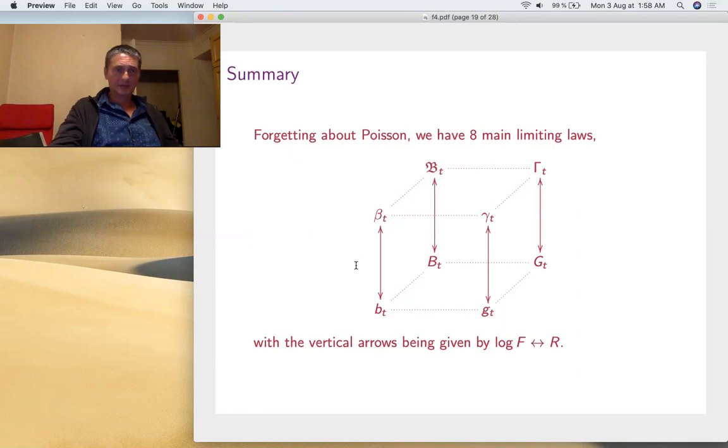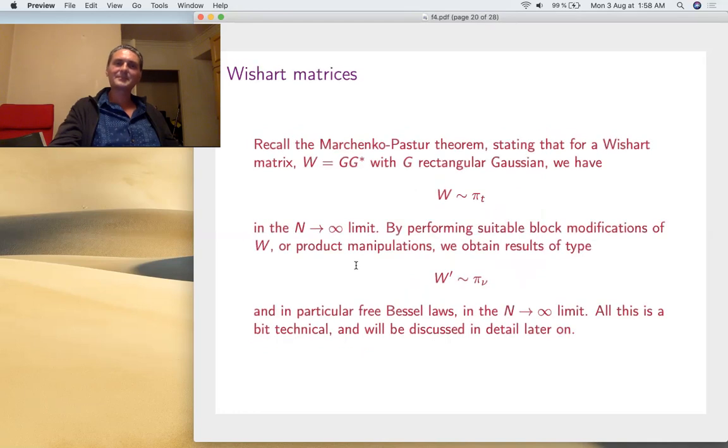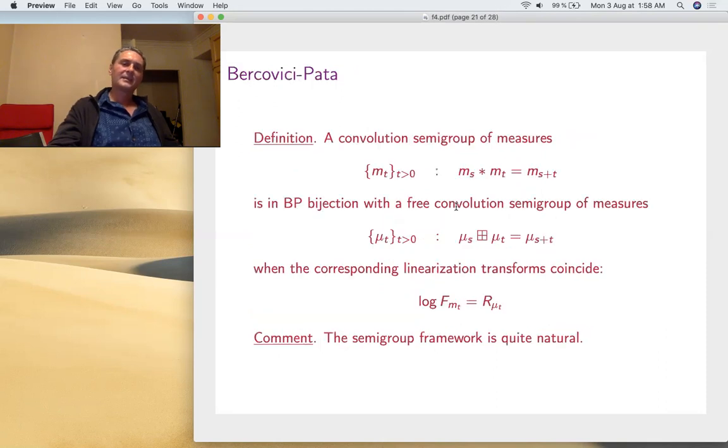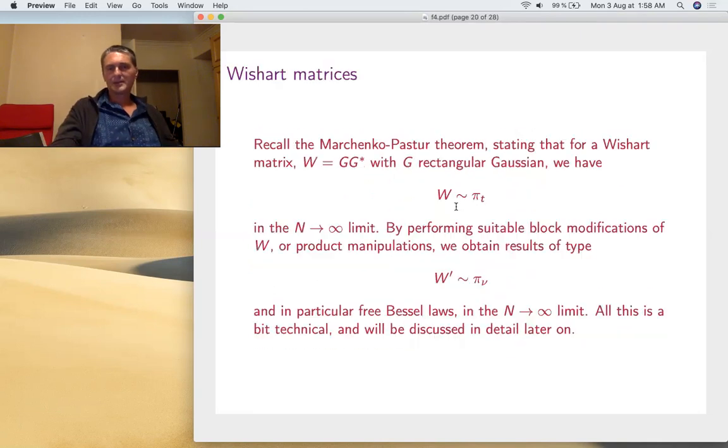There's a lot of quantum algebra behind all this. But anyway, just to tell you that both from quantum algebra and from the random matrix point of view, it's quite natural to do all this. Now let's try to understand what the bijection is between these measures.